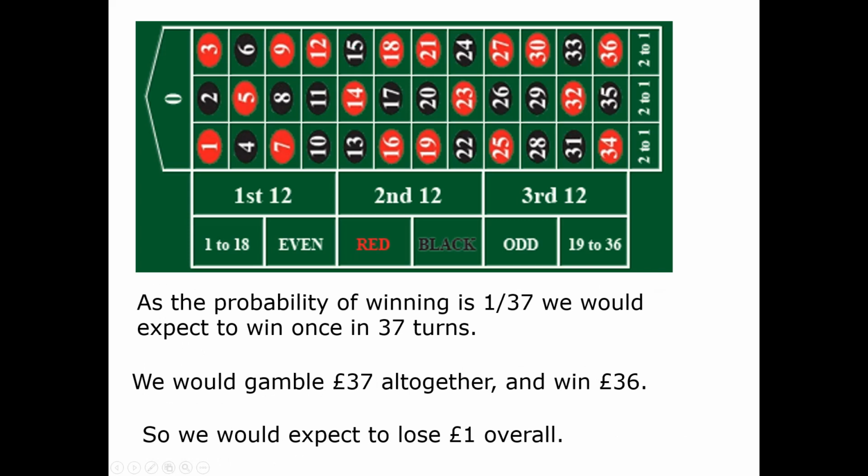So as the probability of winning is 1 in 37, we would expect to win just once if we play it 37 times. So each time, if we bet £1 every time, we will gamble £37 altogether. And on the one time that we win, we'd get our £1 chip back and we'd win £35. So that would be £36 altogether. So we gamble £37, we win £36, so that is overall a £1 loss.